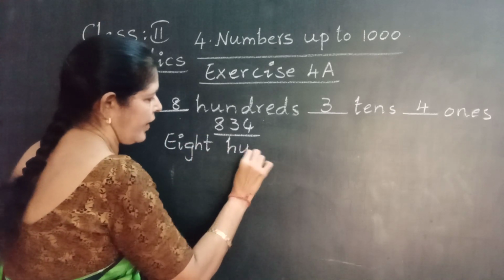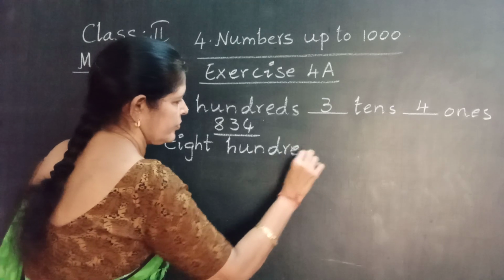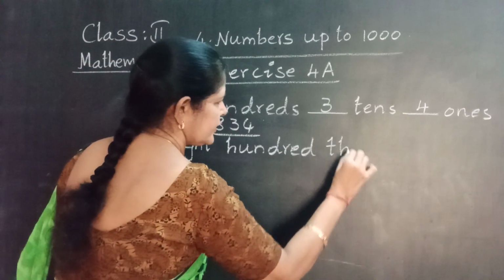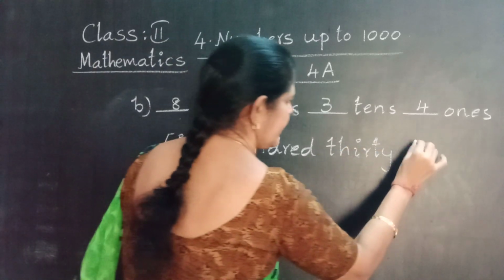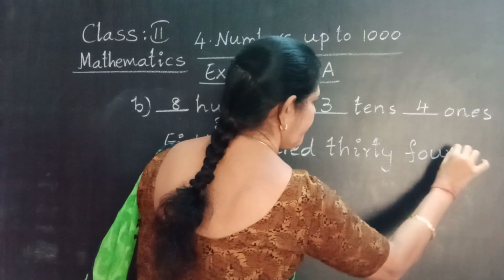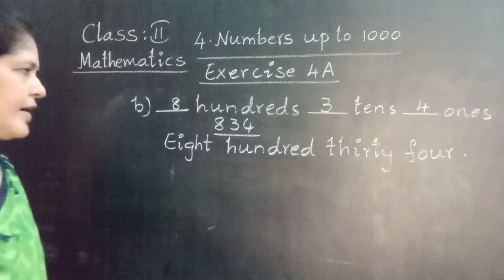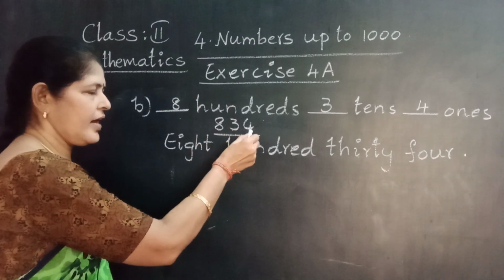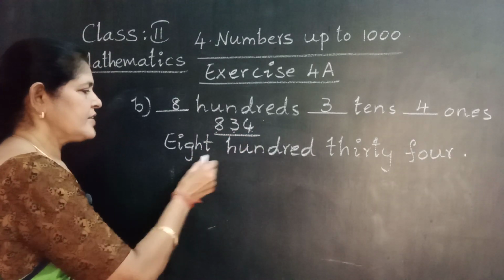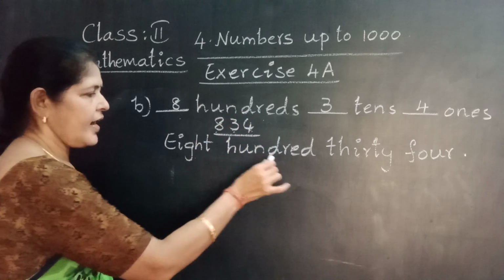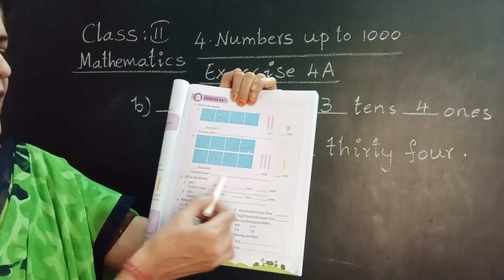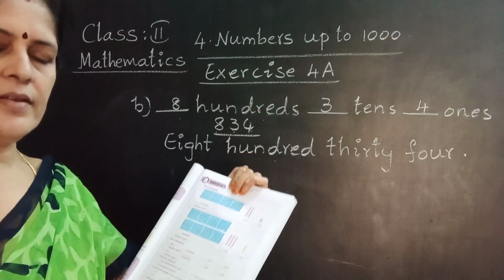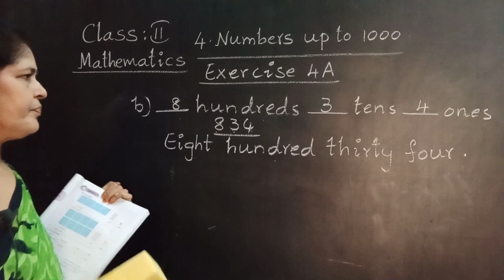EIGHT HUNDRED, THIRTY, FOUR. That is the number name of this number, 834. You also write in your textbook here. Okay? Next, go to next one, Nana.